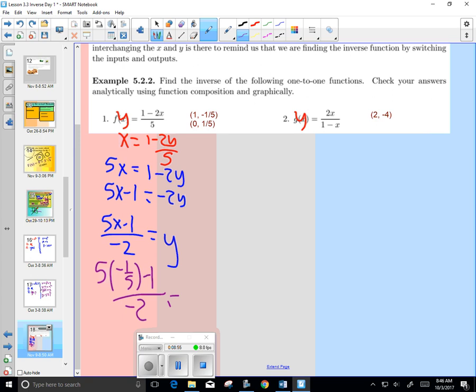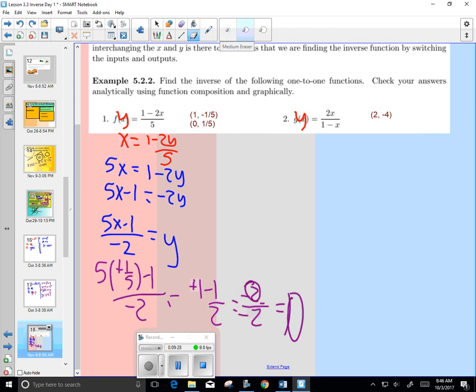Let's see. What is 5 over negative 5? Negative 1. So you get negative 1 minus 1 over 2. Is that negative 2 over 2? Negative 2, I mean? Yep. So is that equal to 1? It works. This is easier. Put a 0 in, you get 1/5. So if I put in a positive 1/5 this time, 5 over 5 is 1 minus 1, which is 0. So it works.